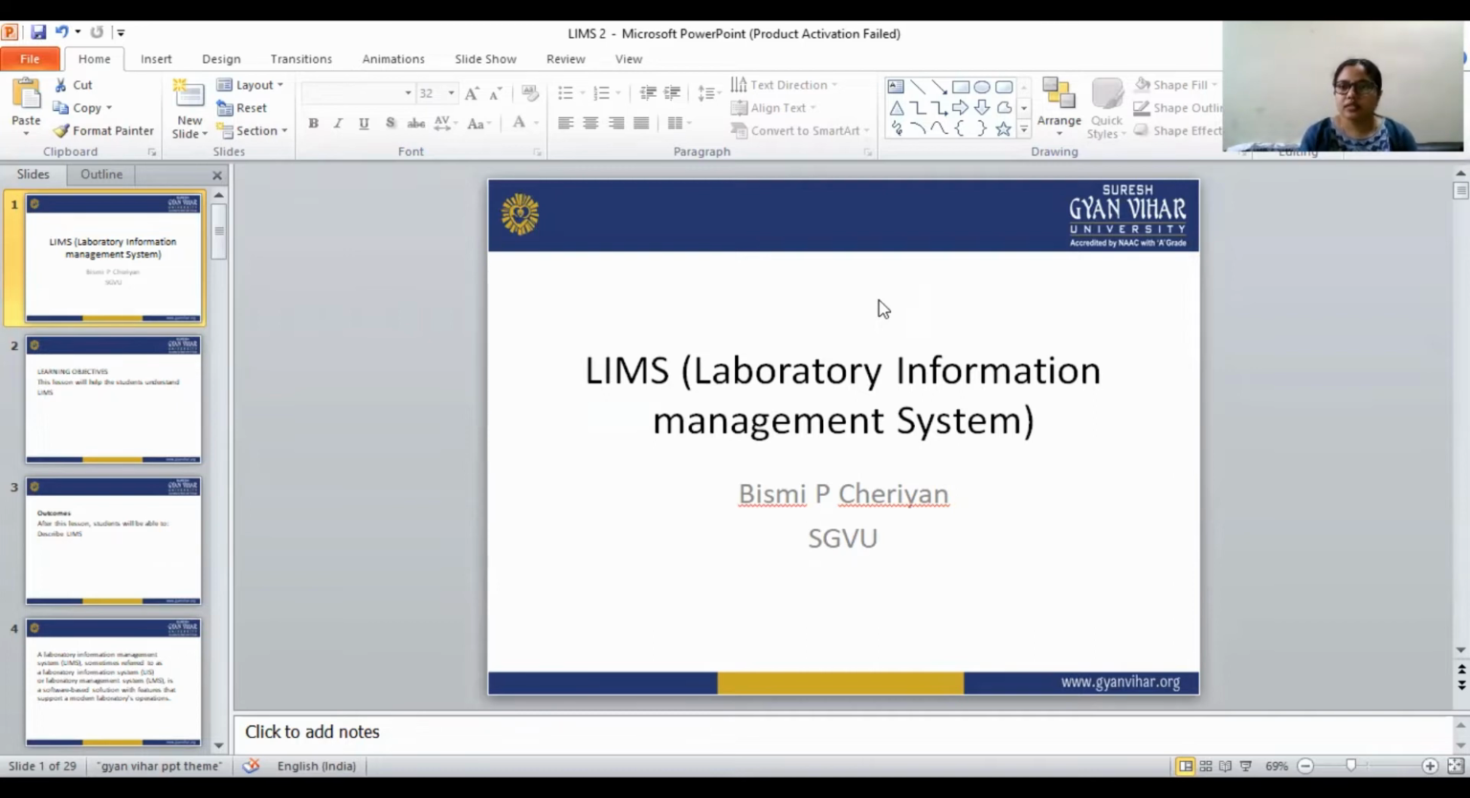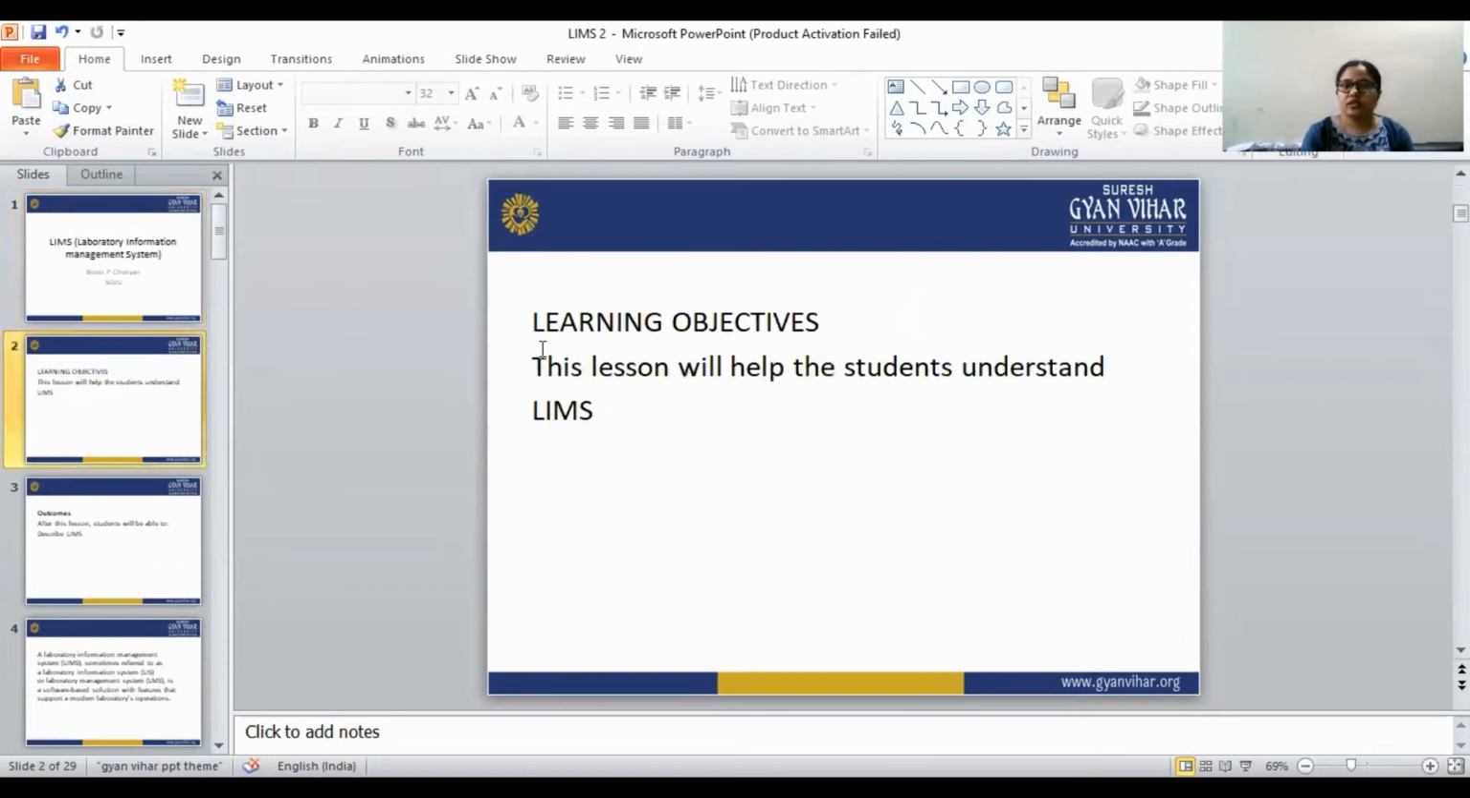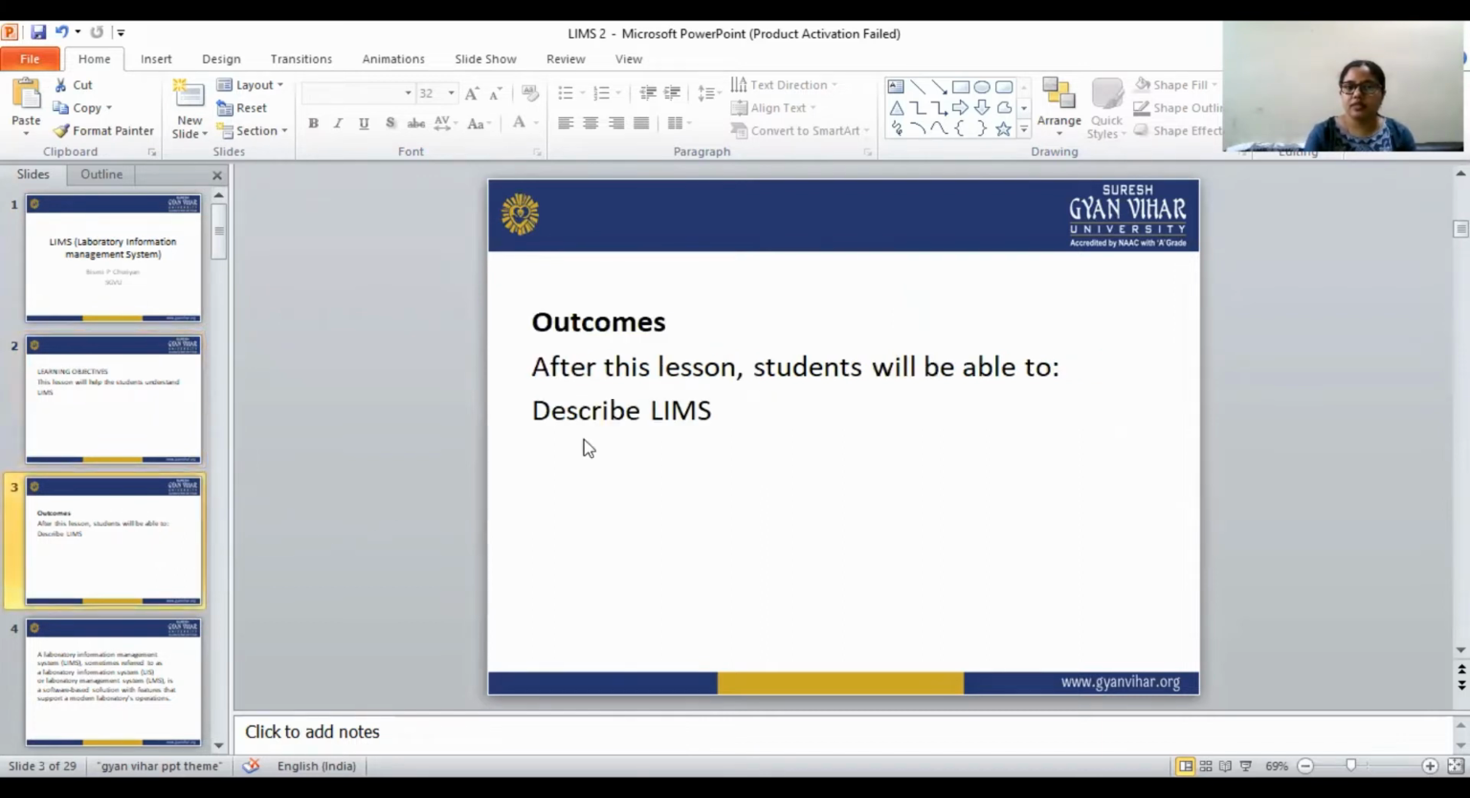Today I'm going to discuss LIMS. In my previous class, we talked about what LIMS, the Laboratory Information Management System, is. In this chapter, we are going to see the implementation of LIMS. Learning objectives: this lesson will help the students to understand LIMS. Learning outcomes: after this lesson, students will be able to describe LIMS.